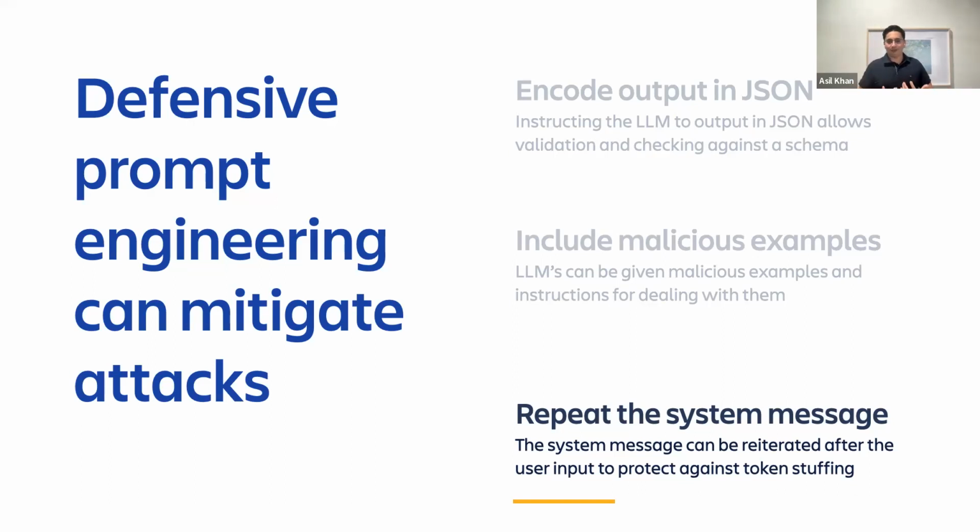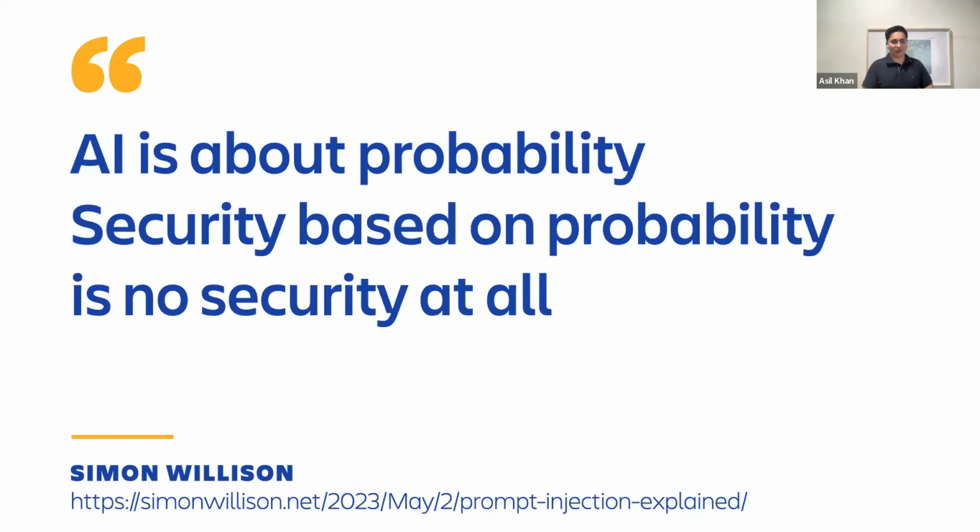But all this advice is kind of a half measure because AI is about probability. Security based on probability isn't really security at all. So what can we as application security engineers actually do to protect applications integrating with LLMs?